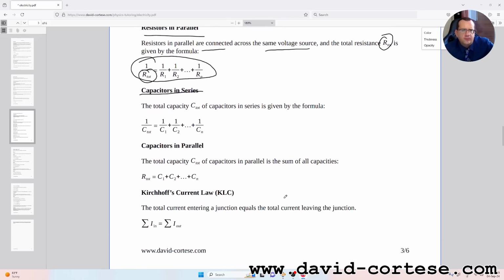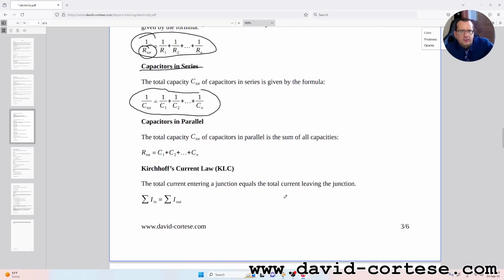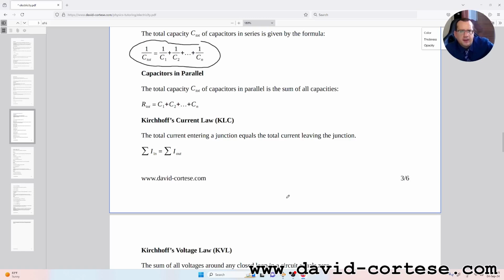Capacitors in series. The total capacity C total of capacitors in series is given by the formula 1 over C total is equal to 1 over C1 plus 1 over C2 plus ... plus 1 over Cn. Capacitors in parallel. The total capacity C total of capacitors in parallel is the sum of all capacities. So it is C total is equal to C1 plus C2 plus ... Cn.